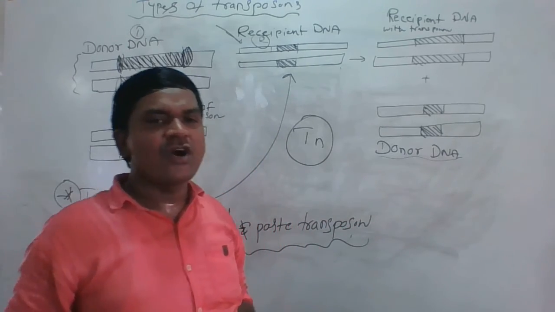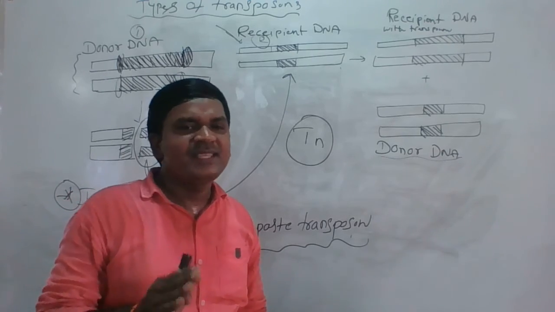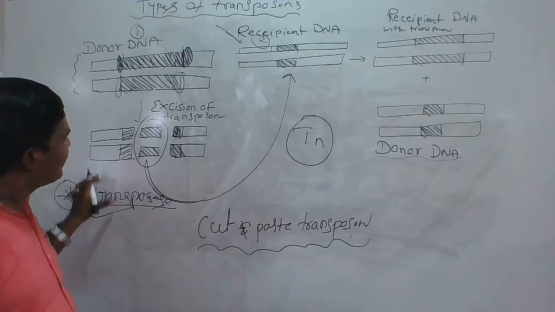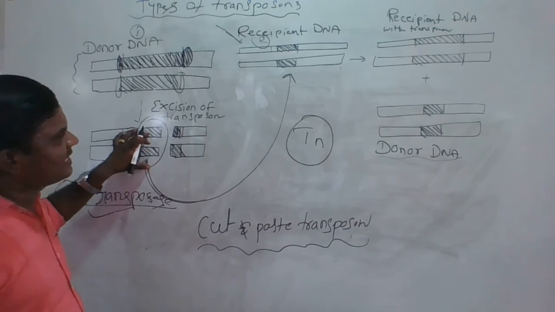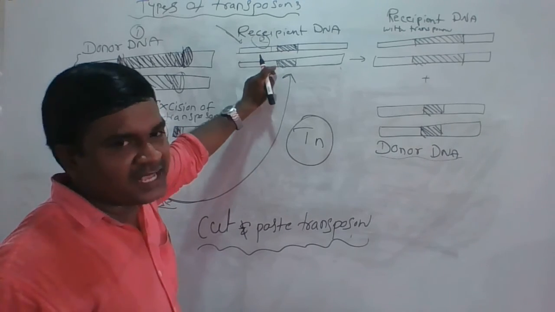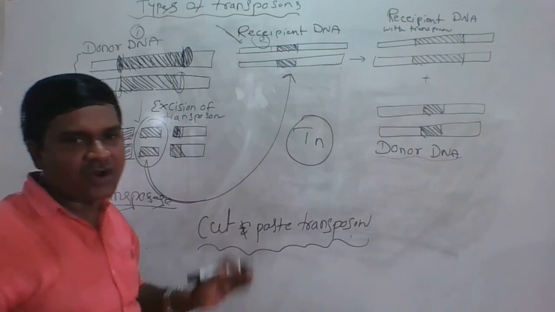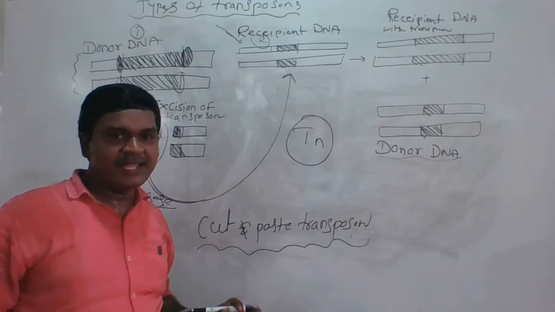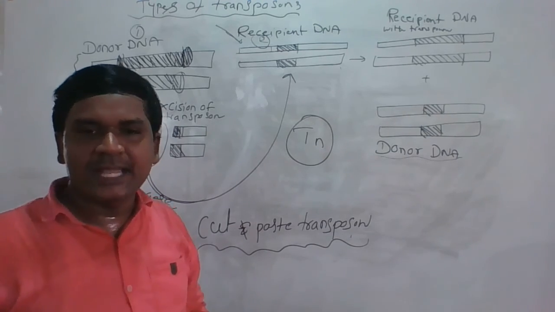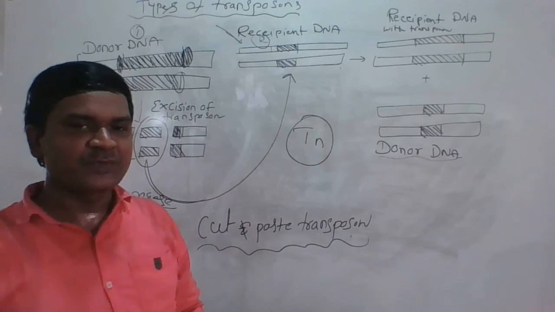So this type of transposons are called cut and paste. Why are these called cut and paste? Here the transposase enzyme cuts the transposon material and attaches or pastes it in some other place, so it is called cut and paste type of transposons. This is one of the methods, one of the categories and one of the types of transposon. Next we will go for the second mode of transposon mechanism.